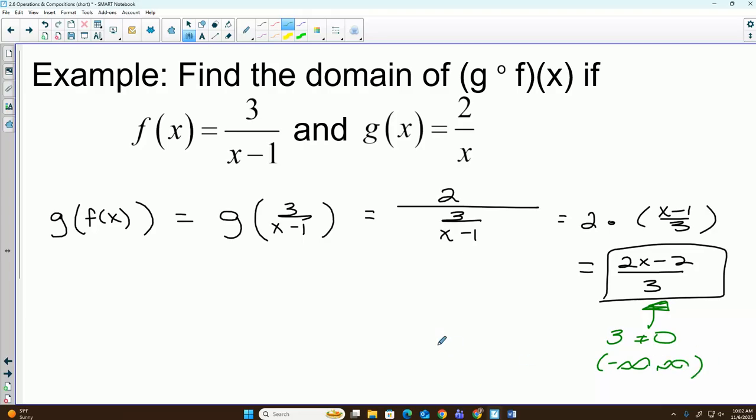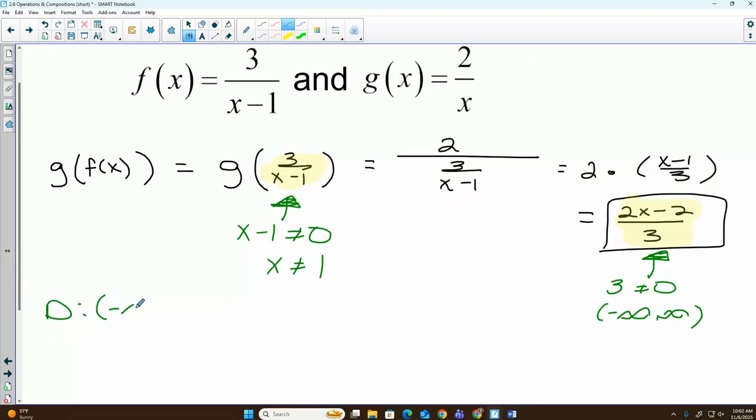Where else do I have to look? Yeah, the very first expression, the original inside. So if I look there, x minus 1 can't be 0, so x can't be 1. So if I put these two together, what's the only thing x can't equal? 1. So my answer is negative infinity to 1, union 1 to infinity.